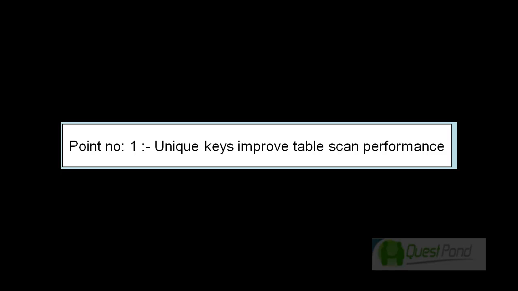So what we'll do is that first we'll try to understand what is a table scan. It's basically an operator. So we'll first try to understand a table scan operator, and then we'll try to see how many logical reads a table scan does without unique keys, and how many logical reads it takes for the table scan with unique keys. And with that we can conclude how unique keys improve table scan performance.